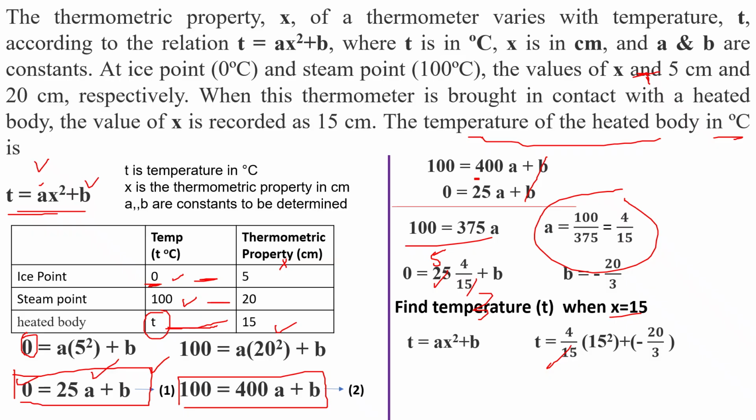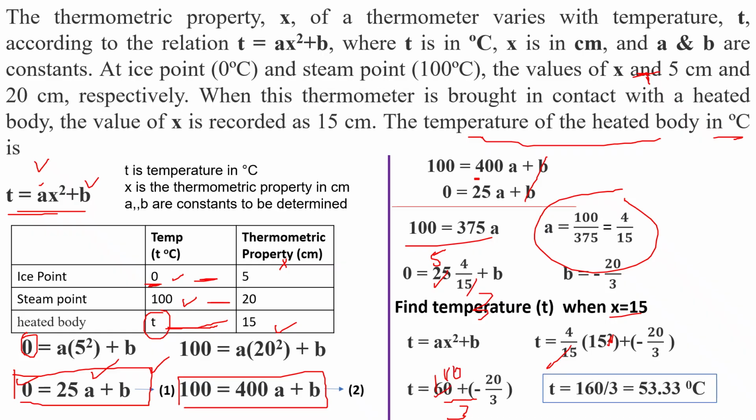So here 15 and 15 will get cancelled. 4 into 15 is 60. So T equal to 60 minus 20 by 3. Here the LCM will be 3, so 3 into 60 is 180. 180 minus 20 is 160 divided by 3. So the temperature is 160 divided by 3, which is nearly equal to 53.33 degrees Celsius. So this is the solution.